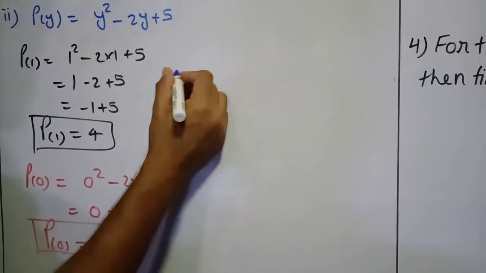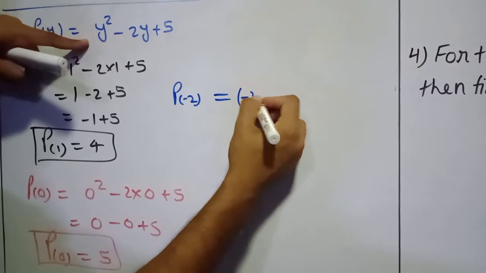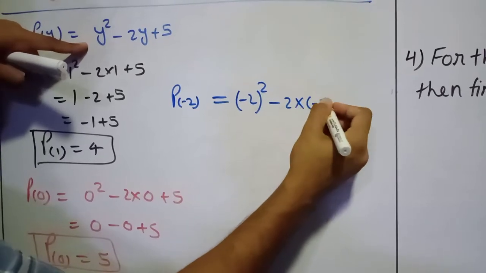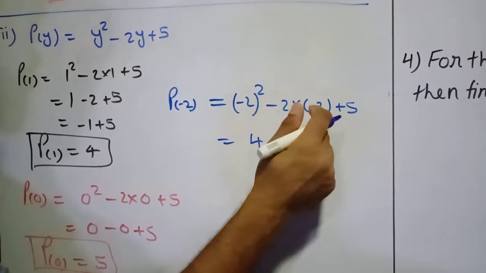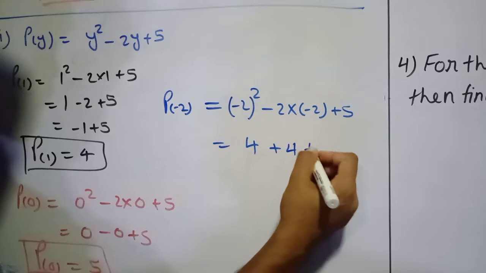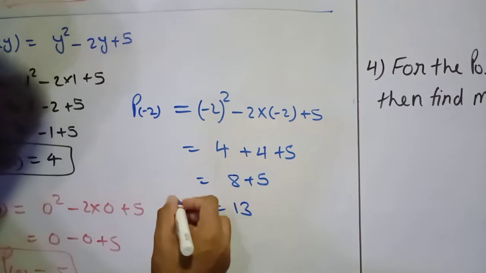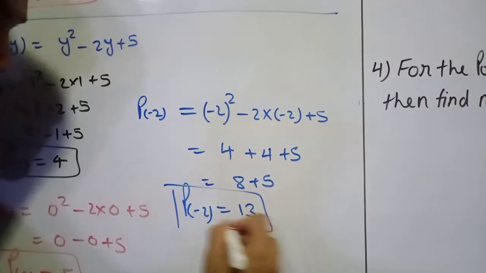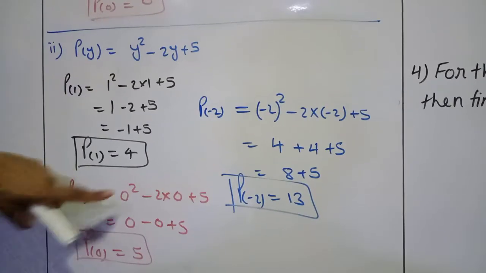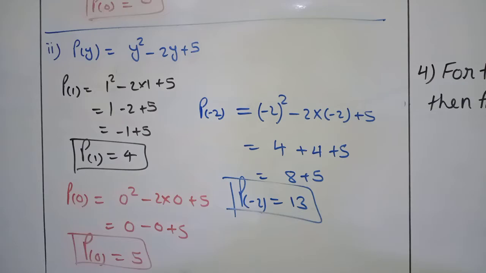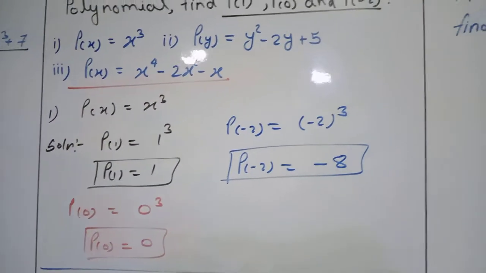The same way we have to find out P(minus 2). At the place of y we have to put minus 2. Minus 2 square, minus 2 into minus 2 plus 5. Square of minus 2, that is 4. Minus minus becomes plus, 2 twos are 4 plus 5. 4 plus 4 is 8, plus 5, 13. P(minus 2) is equal to 13. This way we have to find out the polynomial's value for 1, 0 and minus 2. The third one you have to solve by yourself. Now move to the next type of sums.